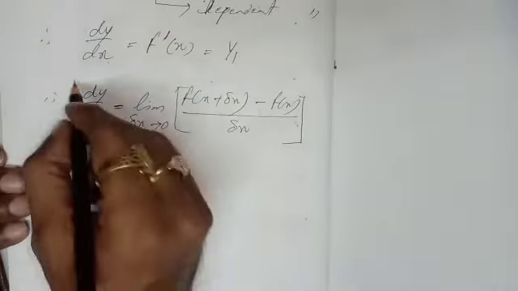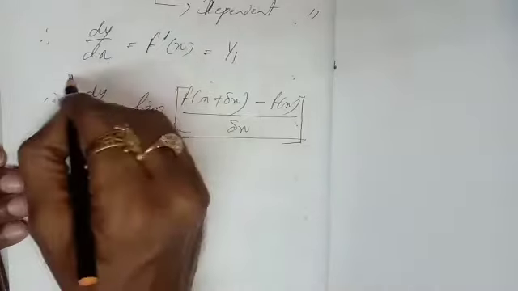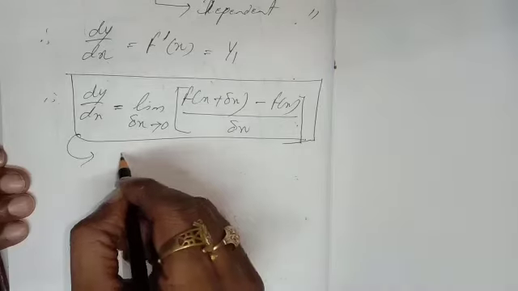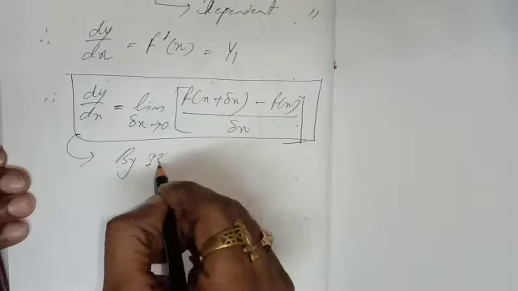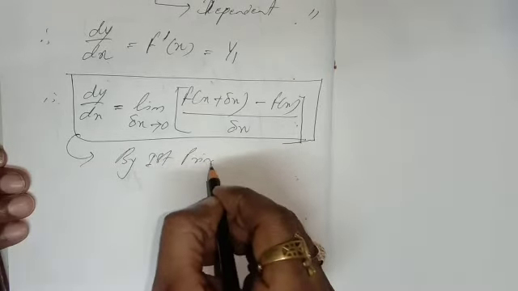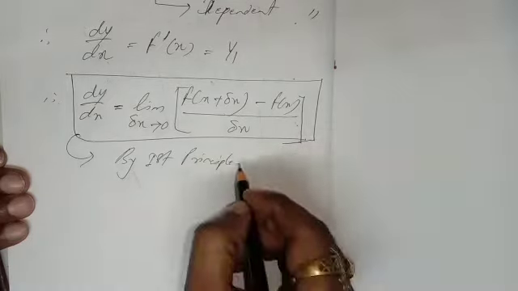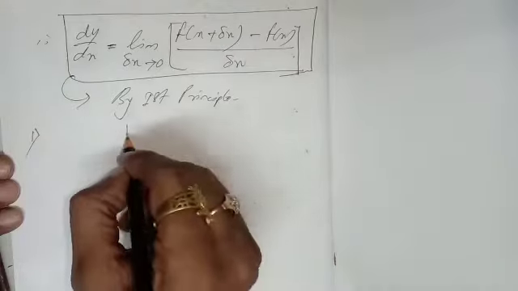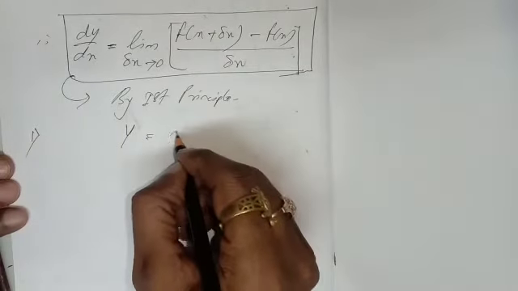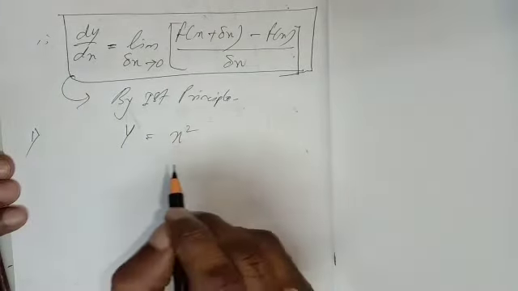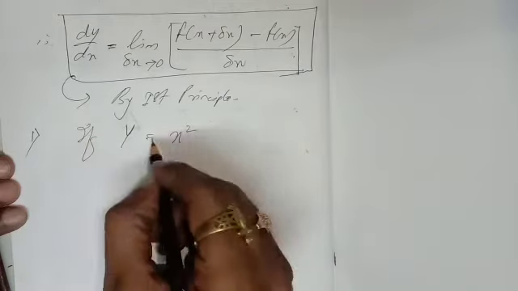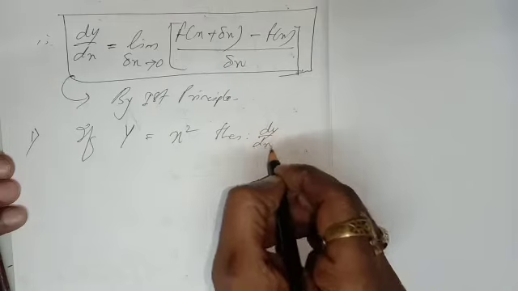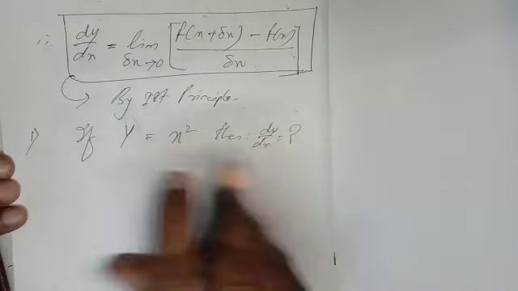Okay, this rule is called derivative by first principle. Let us take one question. Suppose y equal to x square is given, and you have to find out if y equal to x square, then dy by dx will be how much.